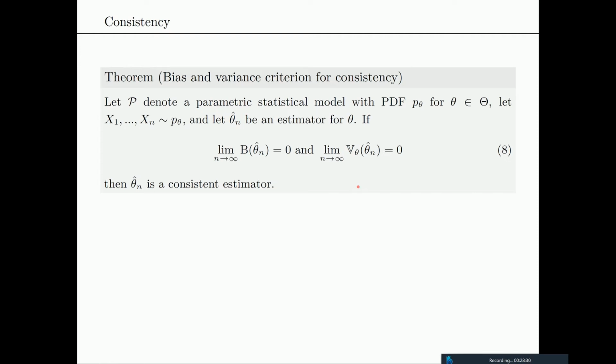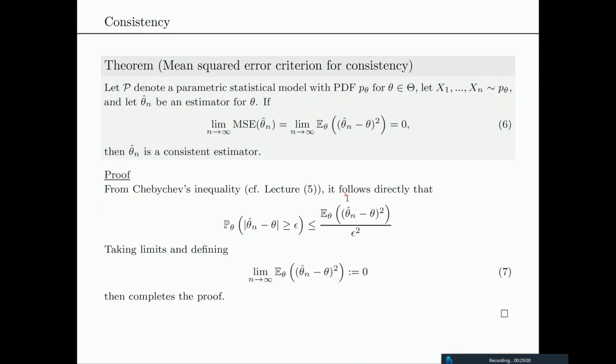And we have consistency. So without applying the consistency criterion in terms of the probabilities, we can look at our bias, and of course if the bias goes to 0, we have an asymptotically unbiased estimator, and we can look at the variance, and if this also goes to 0, then the mean squared error goes to 0, and hence the estimator is consistent. So first of all, why does this hold?